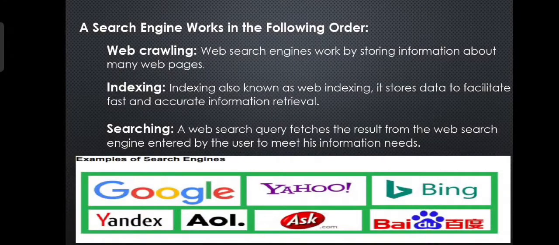A search engine works in the following order: web crawling. Web search engines work by storing information about many web pages. Indexing, also known as web indexing, stores data to facilitate fast and accurate information retrieval. Searching: a web search query fetches the result of the web search engine entered by the users to meet their information needs.